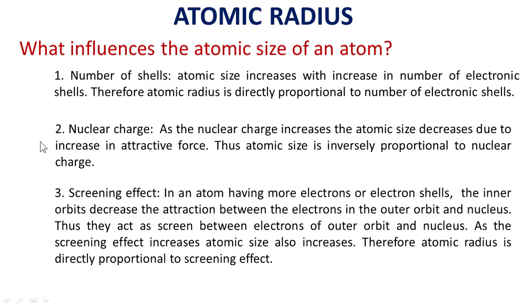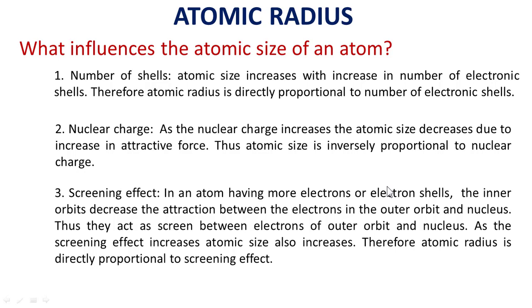The second one is the nuclear charge. This is the main factor that affects the atomic size of an atom. As the nuclear charge increases, atomic size decreases due to the increase in attractive force. Thus, atomic size is inversely proportional to the nuclear charge. Or you can just think: when the nuclear charge increases, the attraction force between the electrons and the nucleus increases, so the atomic radius decreases.